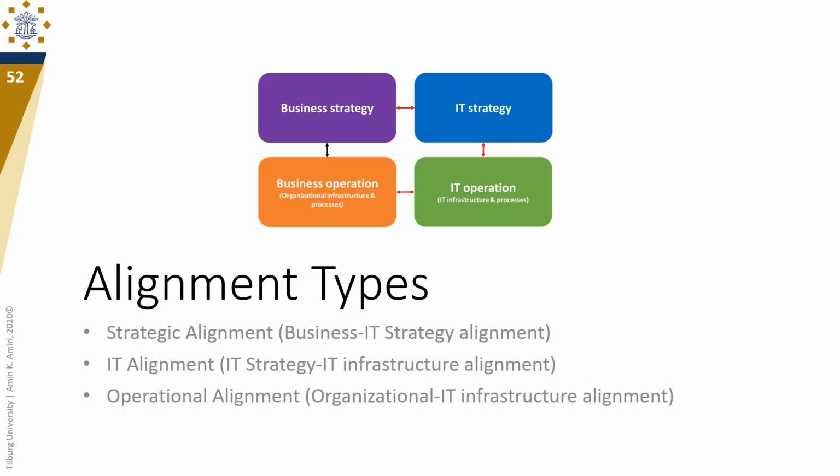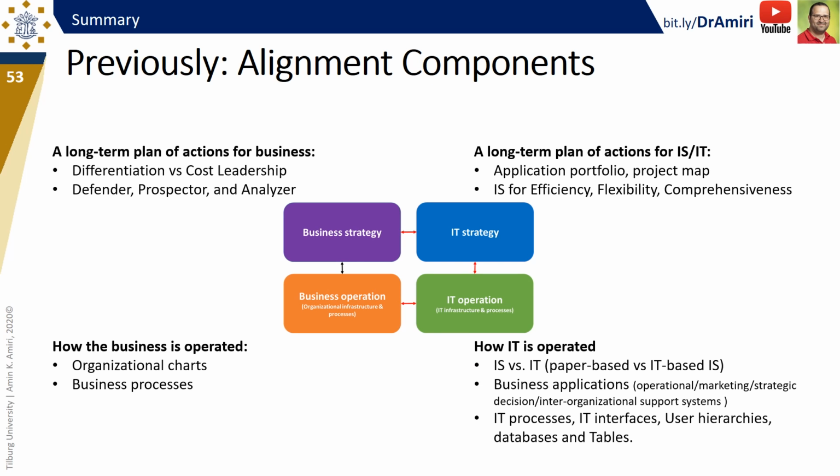This is the sixth video on strategic alignment model. In this video, I discuss the three types of alignment that CIOs are in charge of: strategic alignment, IT alignment, and operational alignment.